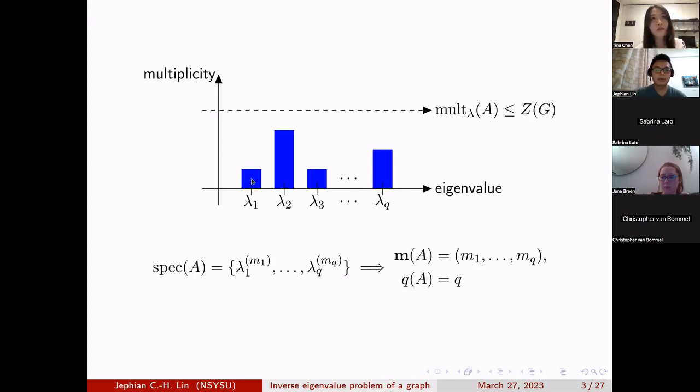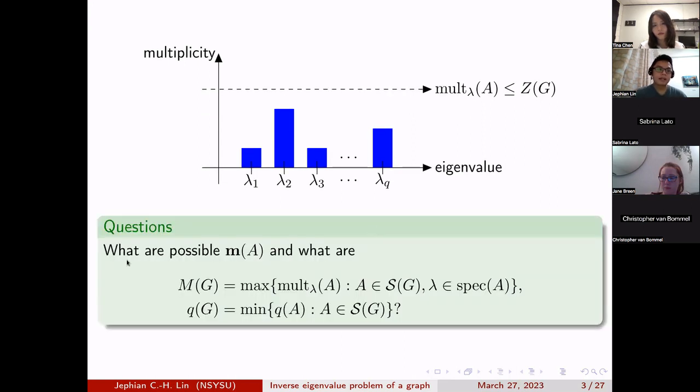There are other things. For example, you can be more refined: ranging from 1 to q, the multiplicities m1, m2, m3. This is denoted by the ordered multiplicity list. So you can ask, for example, is a multiplicity list like 1, 3, 1, ..., 2 possible inside S of G? So these are a few questions that we can ask. What are the possible M of G? Or what are the possible maximum multiplicities over all the matrices and all the eigenvalues? Or what is the minimum number of distinct eigenvalues in S of G?